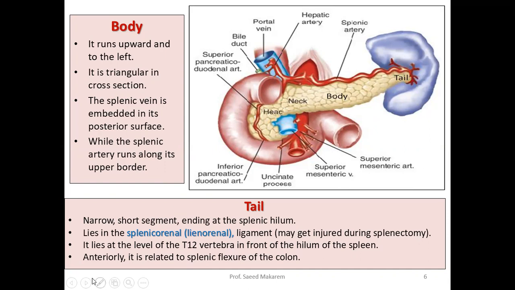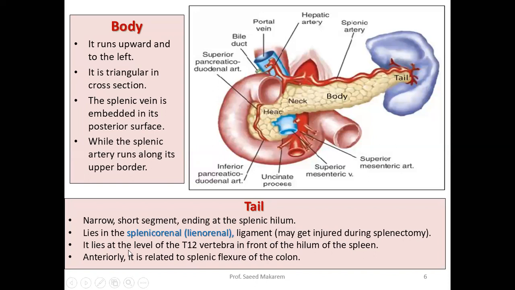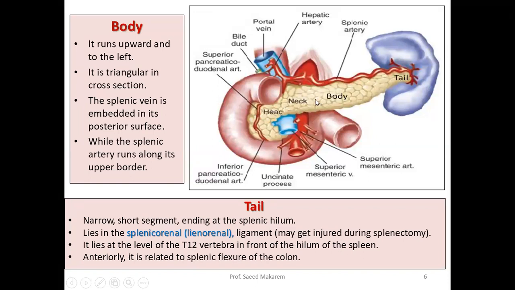induce diabetes. So it lies at the level of the T12 vertebra in front of the hilum of the spleen. Even though the body lies at the lower level, L1 and L2, the tail lies higher up because it is obliquely placed at the level of T12. Anteriorly, it is related to the splenic flexure of the colon.